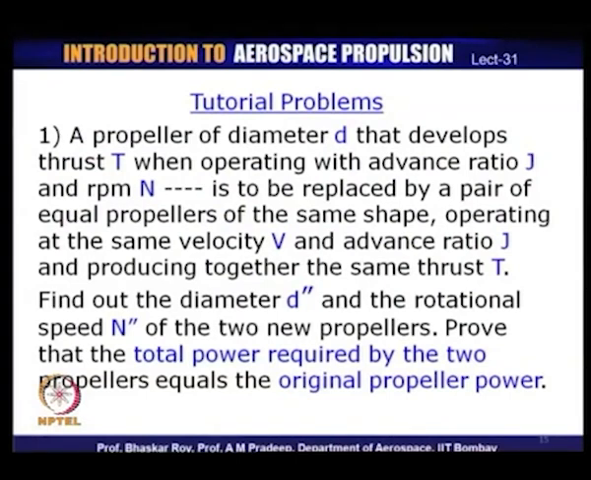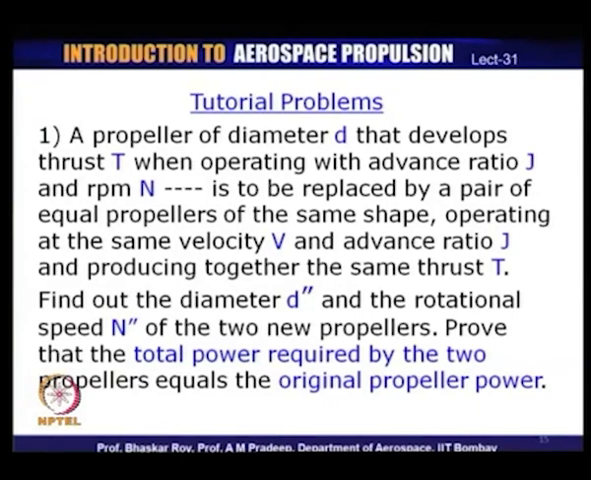I will read out the problems to you one by one. The first problem is, of course, a propeller which has a diameter of d that develops thrust T when operating with an advance ratio j and RPM n. Now, this propeller is to be replaced by a pair of equal propellers of the same shape operating at the same velocity v and advance ratio j, producing together the same amount of thrust T. So, the idea is to use two propellers, obviously smaller in size, which together would produce same amount of thrust operating at same advance ratio.